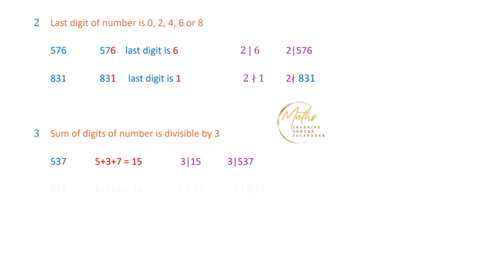In the next example, suppose the number given to us is 833. The sum of the digits is 8 plus 3 plus 3, which is equal to 14. Now 3 does not divide 14. As 3 does not divide the sum of the digits, the given number is not divisible by 3, that is, 3 will not divide the given number 833.